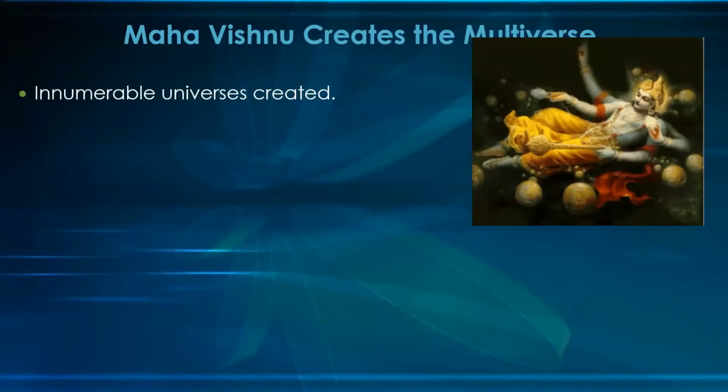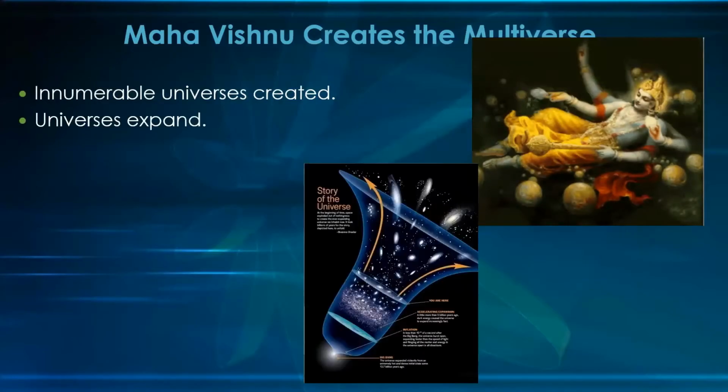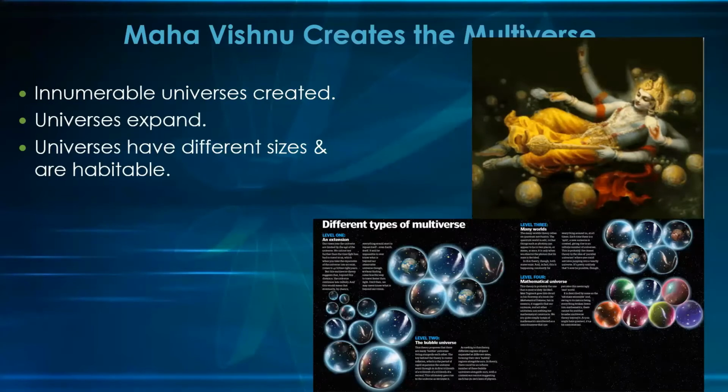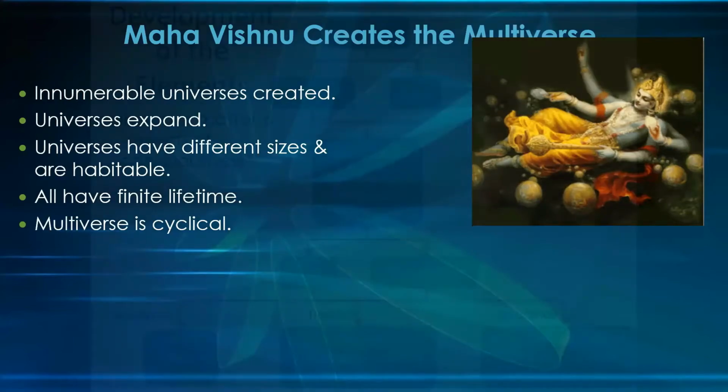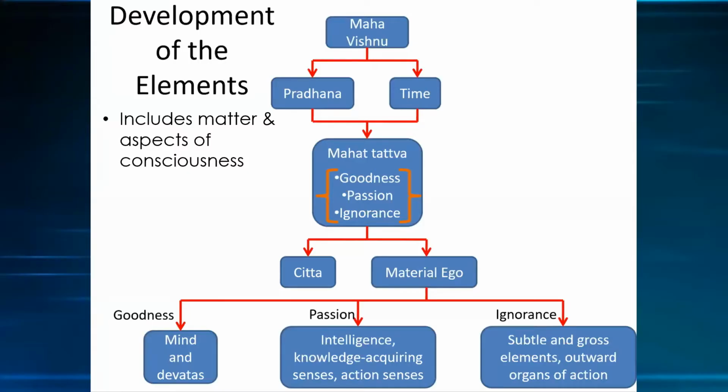We looked at how innumerable universes were created from Mahavishnu, and we started looking at the correlations with modern science. The universes, according to the Puranas, have different sizes and are habitable. They all have a finite lifetime. The Vedic multiverse is cyclical. And we also looked at how the different elements developed from Mahavishnu.